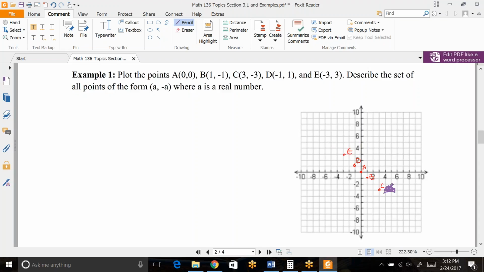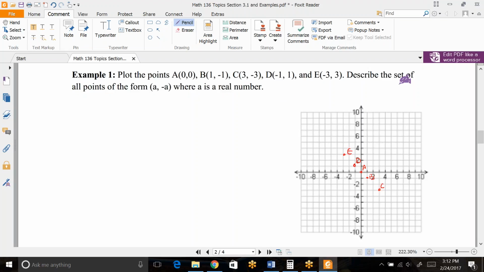Now if you notice, it did not tell me to graph or connect the line here. It just said to plot the points. If we wanted you to draw the line, because these do all fall in a line together, they would have to say something like graph the line that contains these points. So your directions are important here. So this is just a plot of the points.